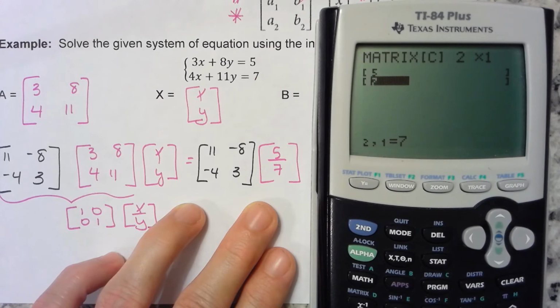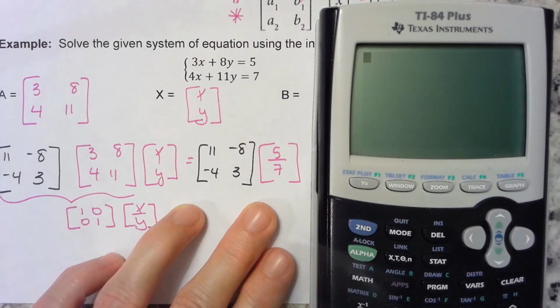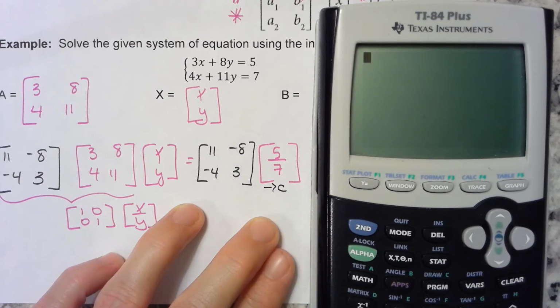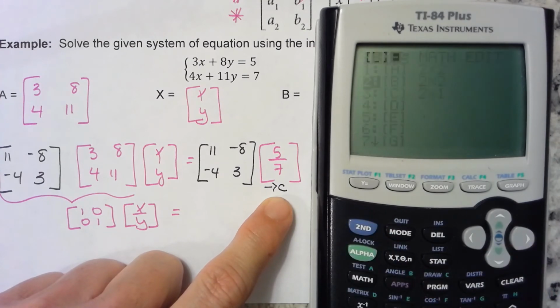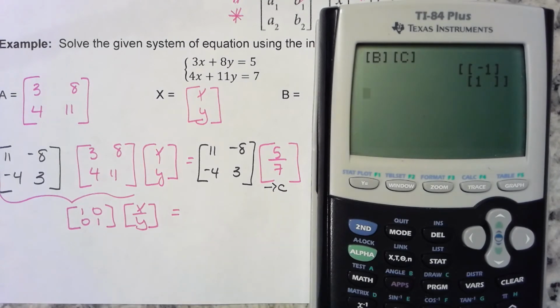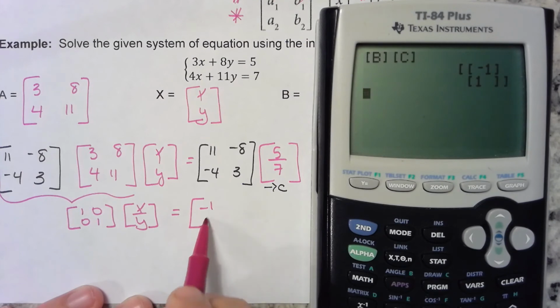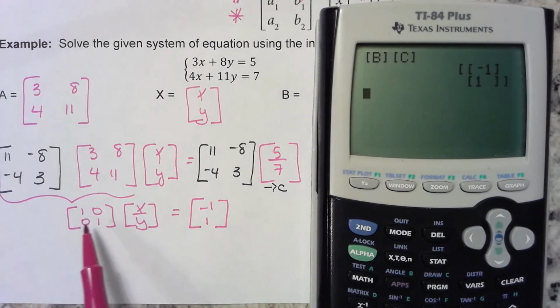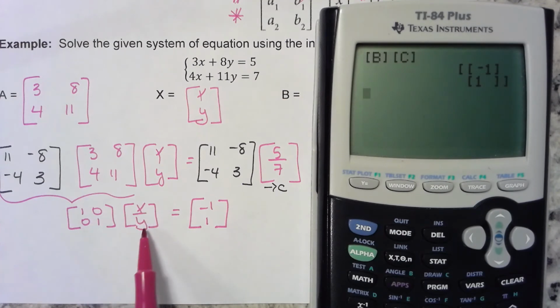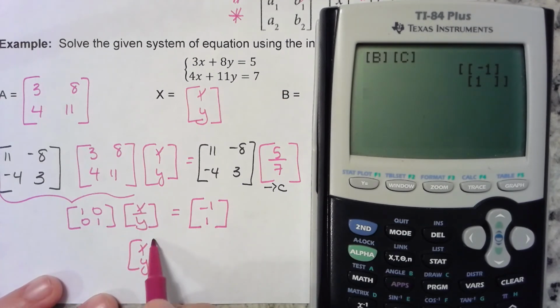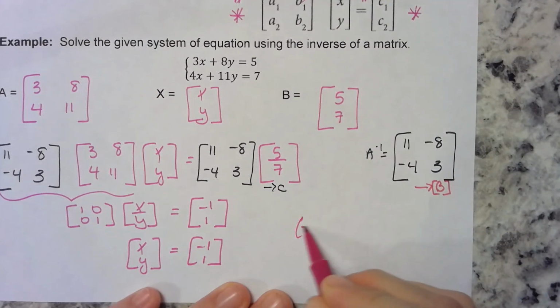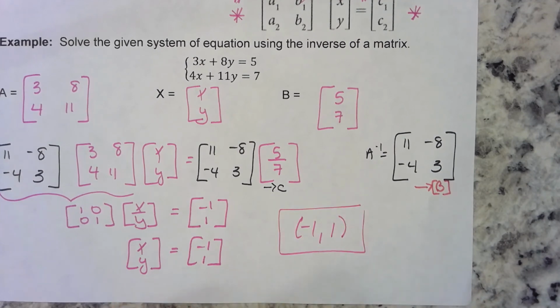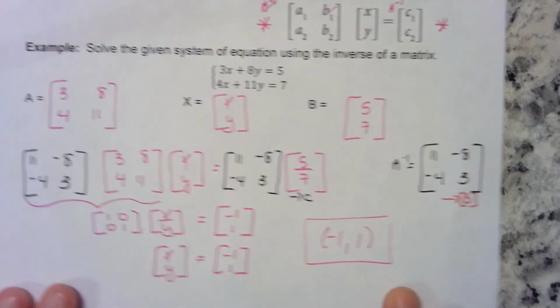So what I did was store this one in C. So I'm multiplying B times C, and what do I get? I get the matrix -1, 1. When I multiply the identity matrix times xy, I just get xy equals -1, 1. Well, that tells me that x is -1 and y is 1. So you just solved this system of equations our 5th way, and that is using inverse matrices.